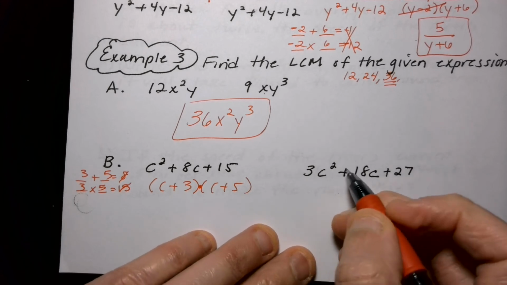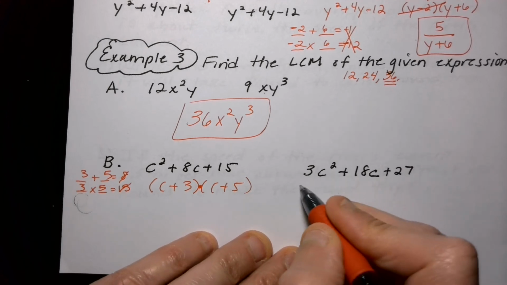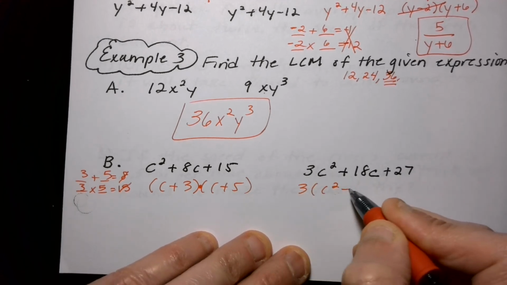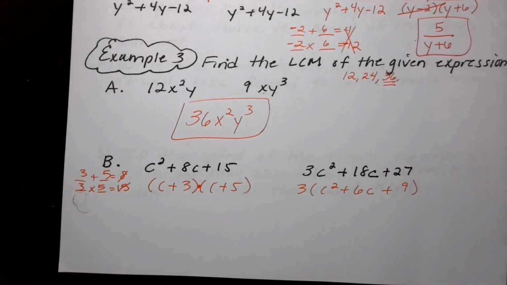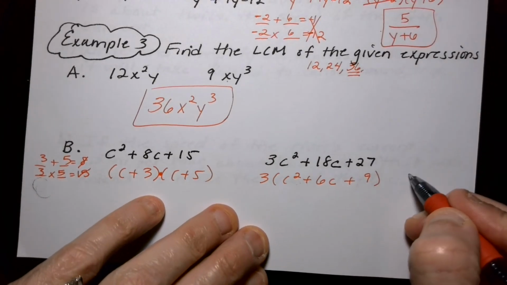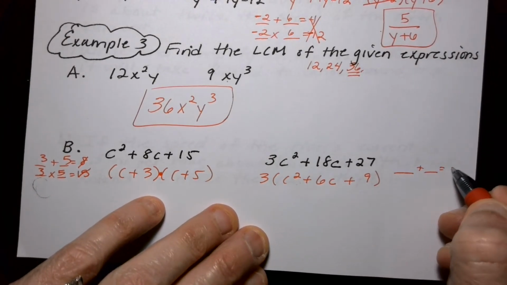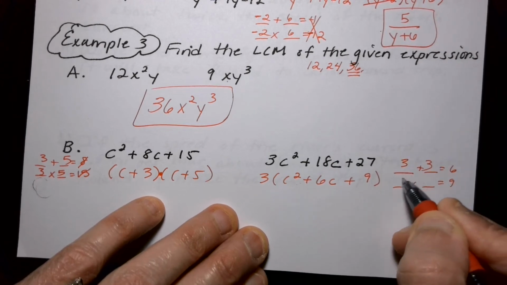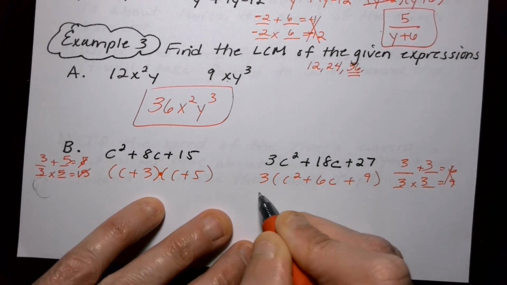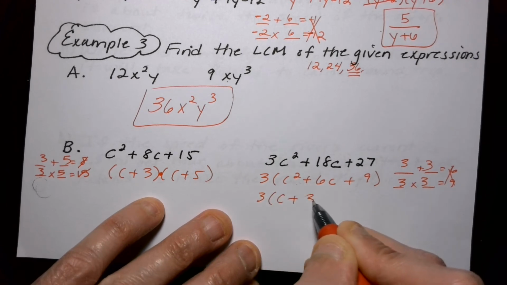First thing I'm going to do though is I see a greatest common factor of 3 here. So I'm going to take that out first. I divided them all by 3 to get that. Now I'm looking for two numbers that add to give me 6 and multiply to give me 9. 3 and 3. I leave the 3 out front.